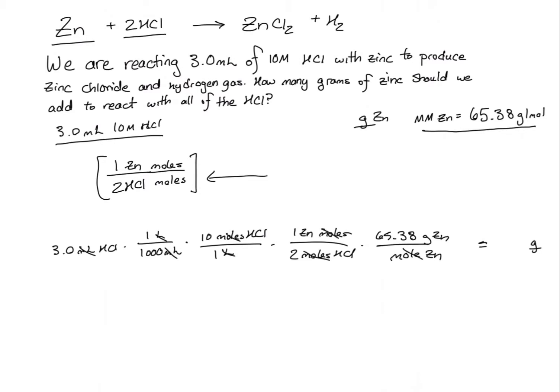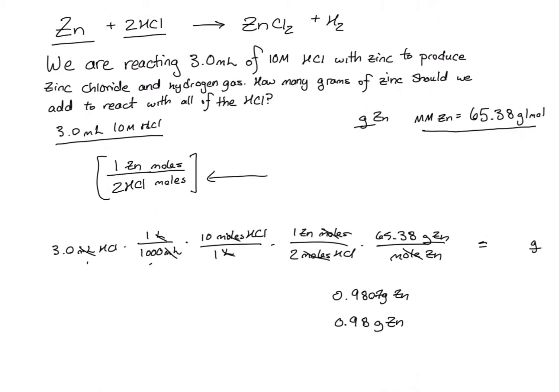Cross out moles, and if you go back through, you'll see we've canceled everything out, so the only thing we have left is grams zinc, and that's exactly what we want. And if we go back through and do all that math, we get 0.9807 grams of zinc, which, since we only have 2 sig figs, is 0.98 grams of zinc. That's how many grams of zinc we're going to need to react with our hydrochloric acid.